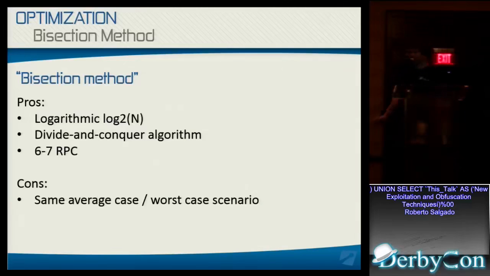One of the cons of this method is that the best case scenario, average case scenario, and worst case scenario are very similar. It's always 6, 7, it doesn't really vary from that.